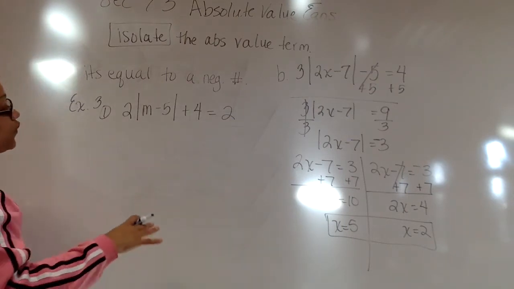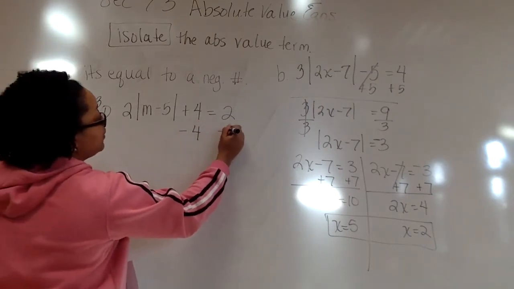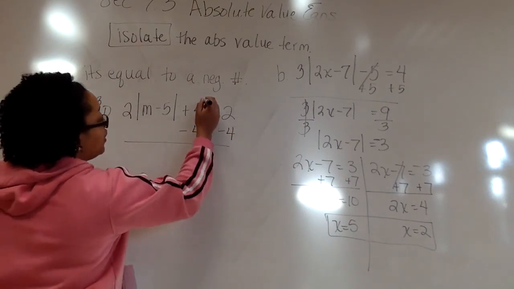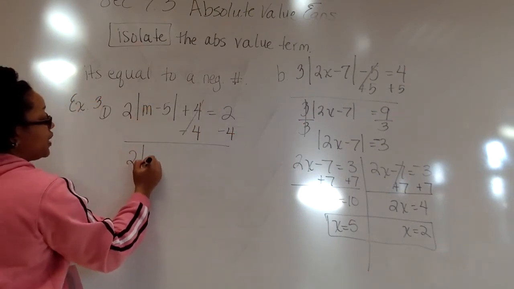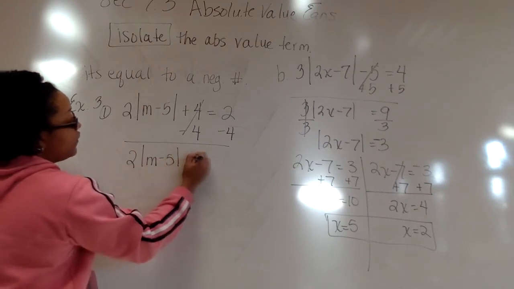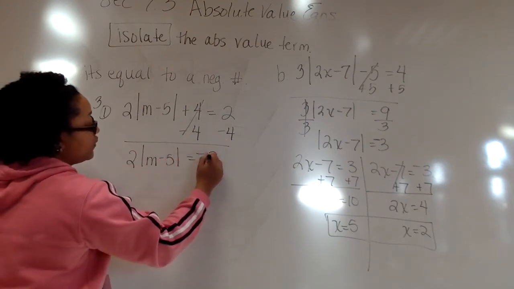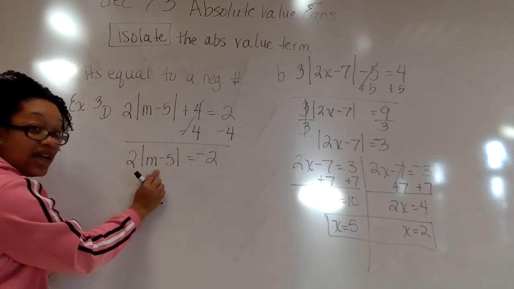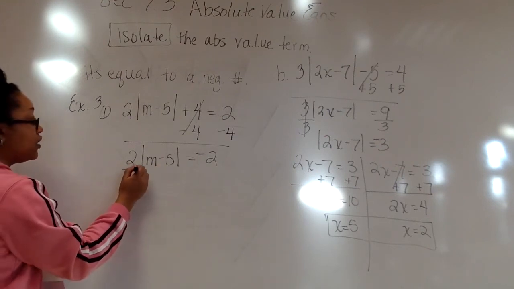I don't know. So the first thing you're going to do is subtract 4 on both sides. Cancels. Bring down 2 times the absolute value of n minus 5. 2 minus 4 is negative 2. 2 times my absolute value, so you're going to divide.